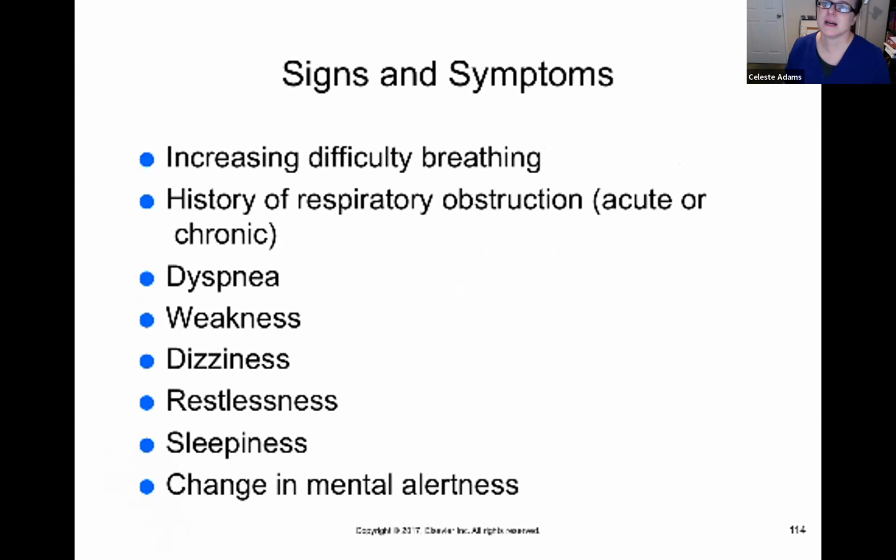Next, some signs and symptoms. Difficulty breathing. Most of your signs and symptoms are going to be respiratory related when you're in respiratory acidosis. You're going to have a history of respiratory obstruction, acute or chronic. Dyspnea, not able to breathe, shortness of breath, can't breathe, weakness, dizziness, restlessness, sleepiness, or change in mental alertness.